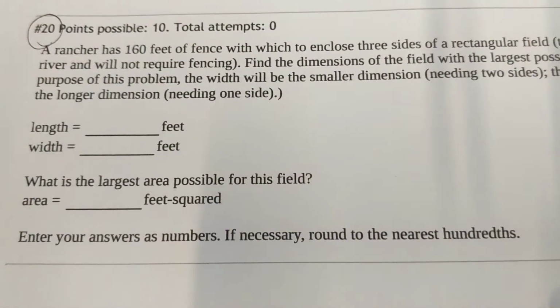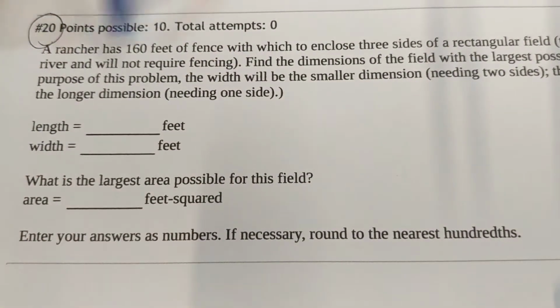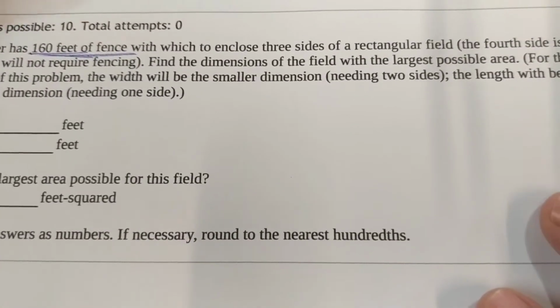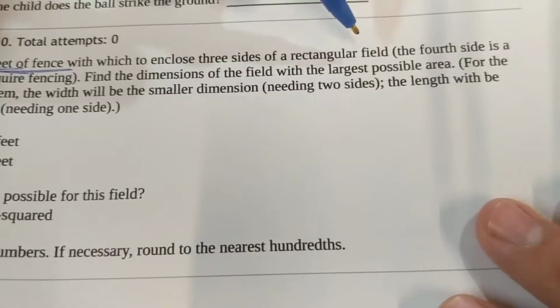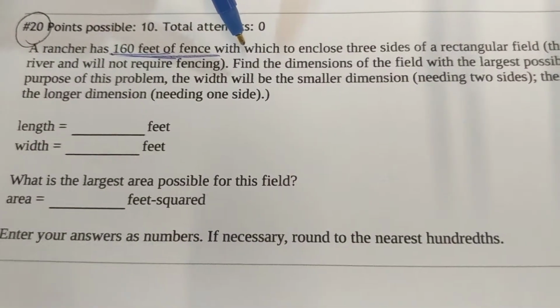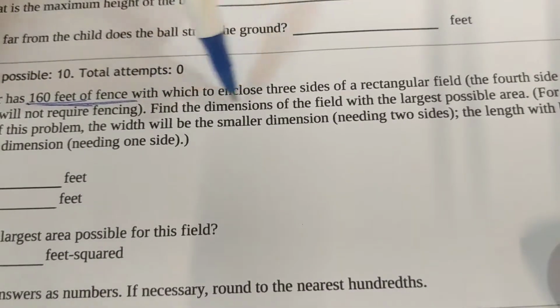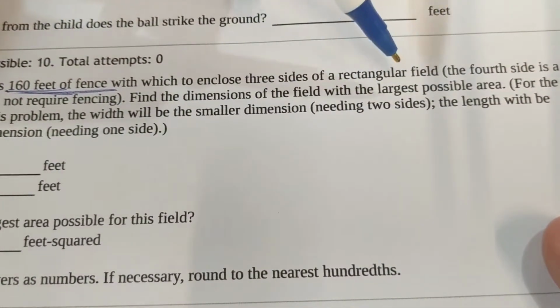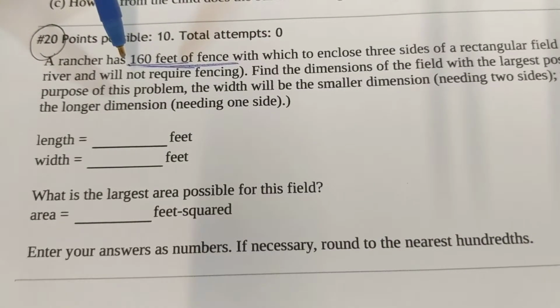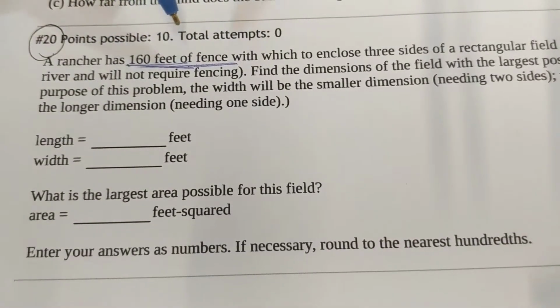Another 2.3 word problem. A rancher has 160 feet of fence. He's trying to enclose three sides of a rectangular field because there's a river going through one side, so it won't need a fence on the river side. Find the dimensions of the field with the largest possible area.